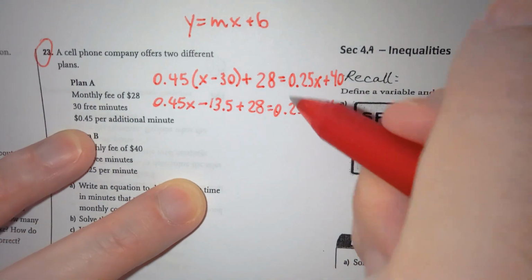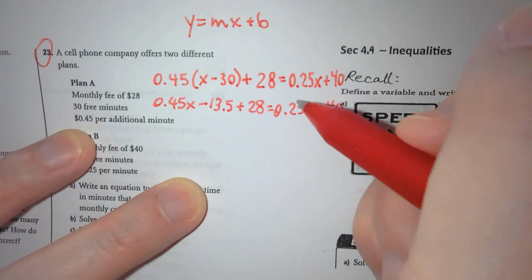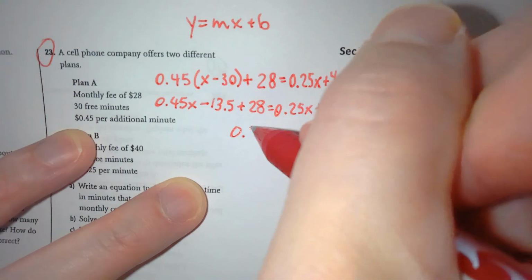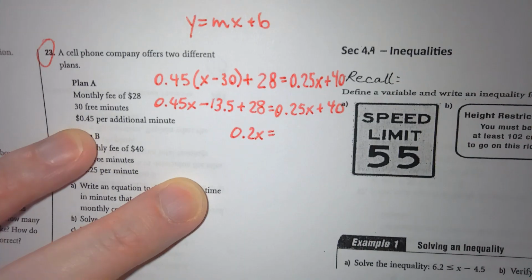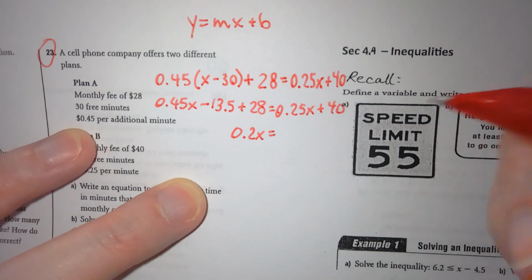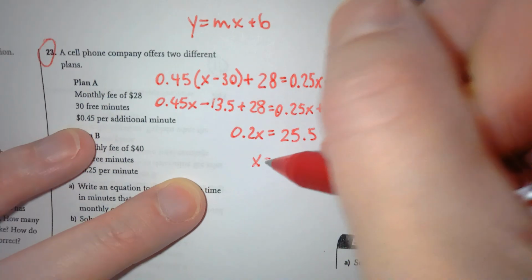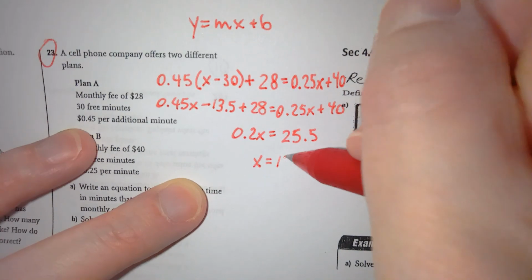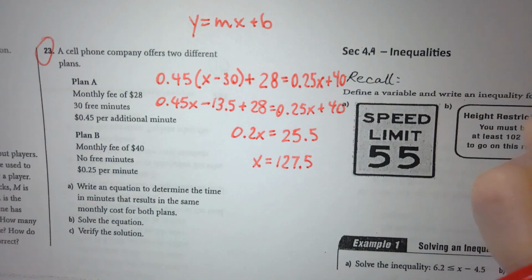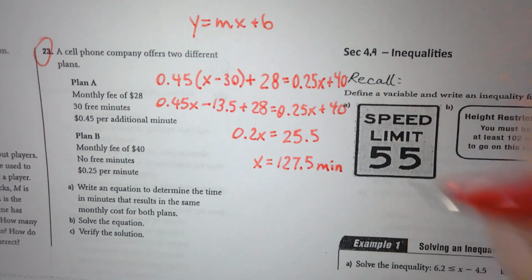Move all the letter terms to the left, move all the numbers to the right. So 0.45 minus 0.25, you get 0.2x. And then here, 40 minus 28 plus 13.5, you get 25.5. So last step, divide by 0.2, you get 127.5. What's my unit here? Minutes, that's right. X represents the number of minutes.